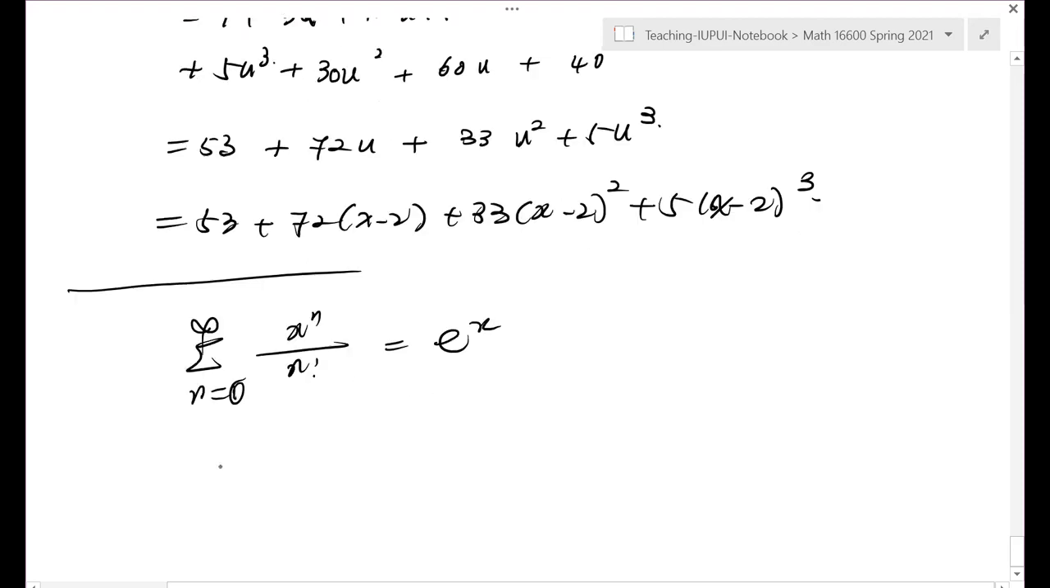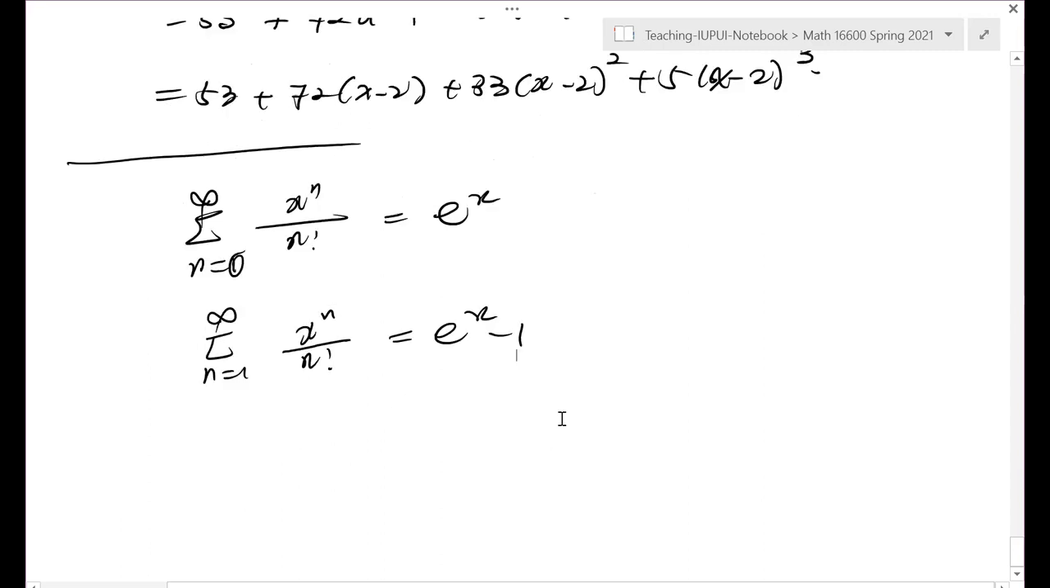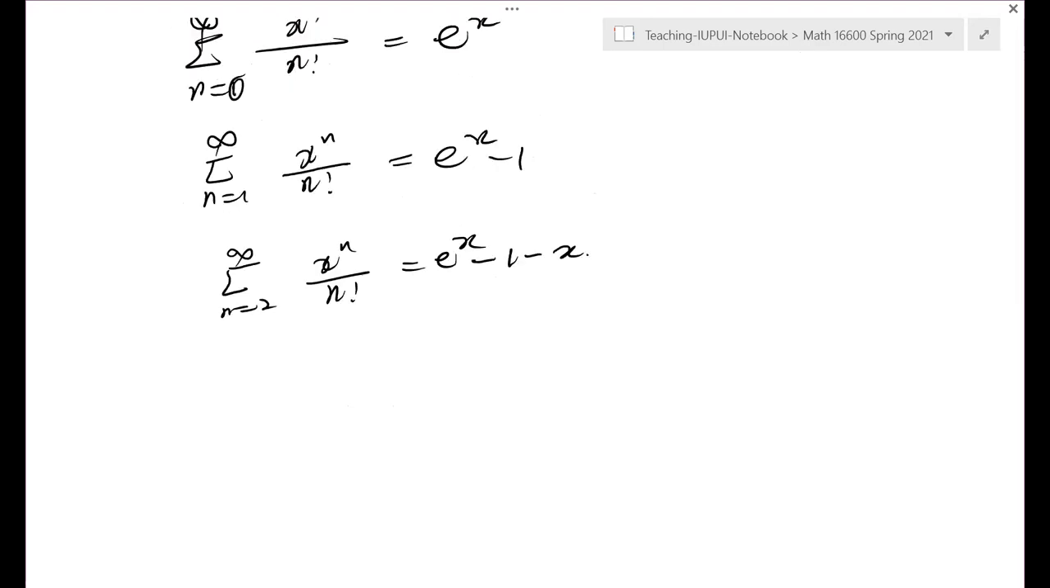But if I start from 1, this is still a power series representation, and that is going to be, you're missing one term. So that's why you have e to the x minus 1. And if you start from 2, then the sum of x to the n over n factorial is e to the x minus 1 minus x.